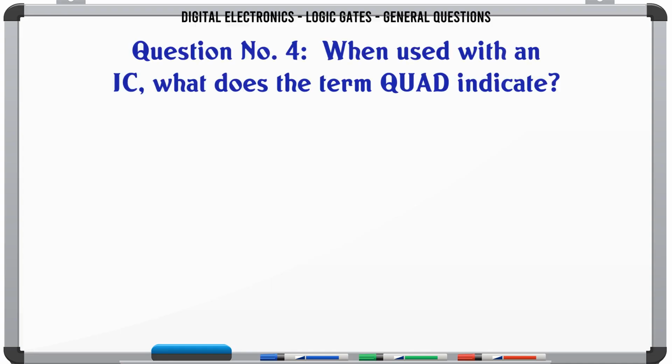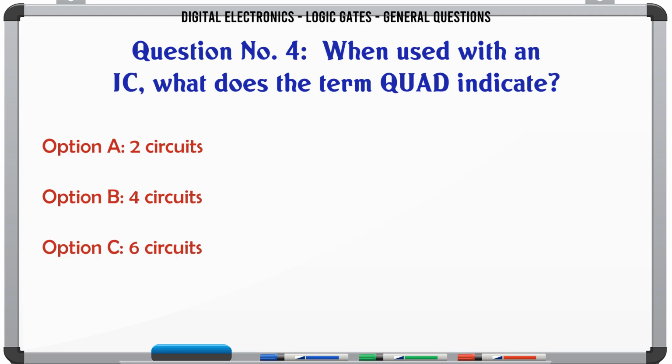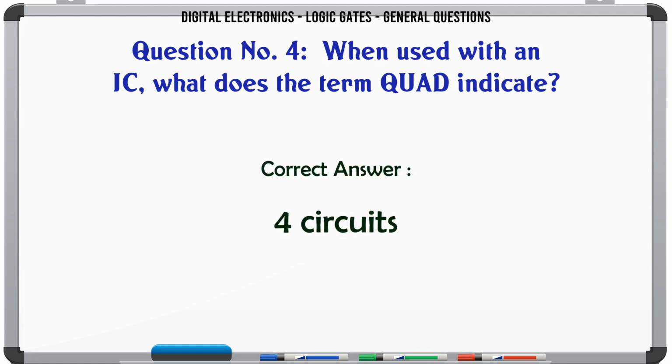When used with an IC, what does the term quad indicate? A) 2 circuits, B) 4 circuits, C) 6 circuits, D) 8 circuits. The correct answer is 4 circuits.